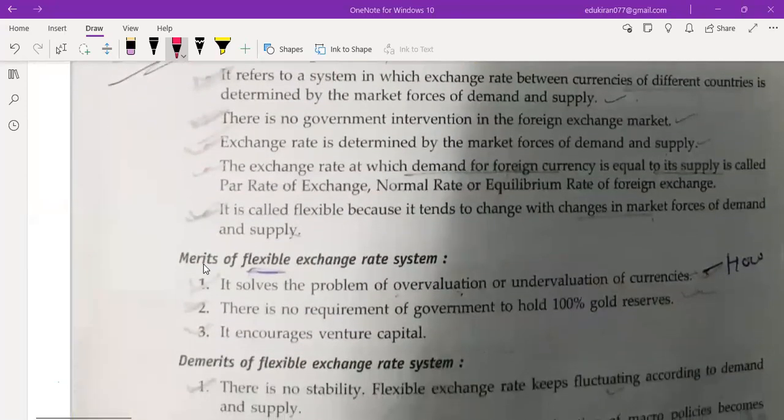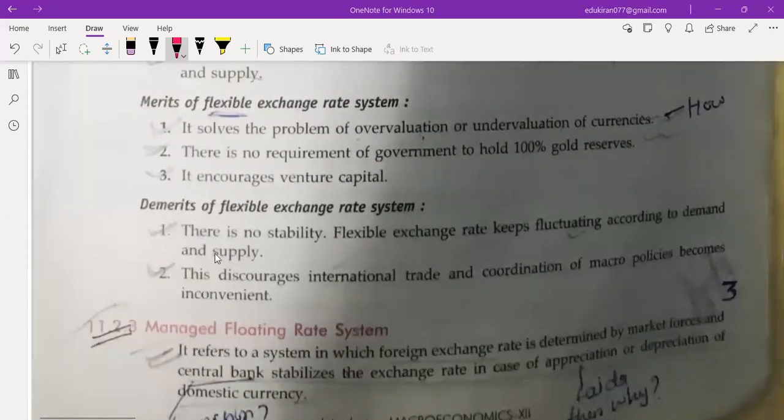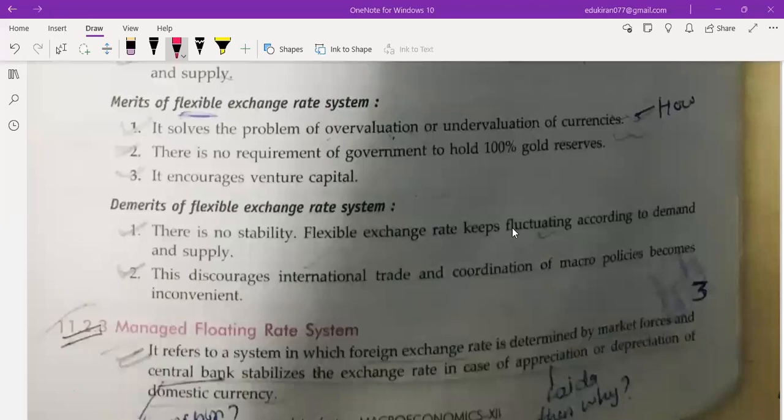Now coming to flexible. The merits are: it solves the problem of overvaluation and undervaluation of the currency. There is no requirement for the government to hold 100% gold reserve, and it encourages venture capital like physical capital. Then demerits: there is no stability. The flexible exchange rate system keeps on fluctuating according to demand and supply. Plus, this discourages international trade, and coordination of macro policy becomes inconvenient because this keeps on changing. So you don't know whether you should purchase it from the other country or not.